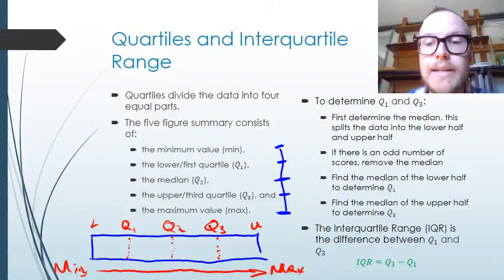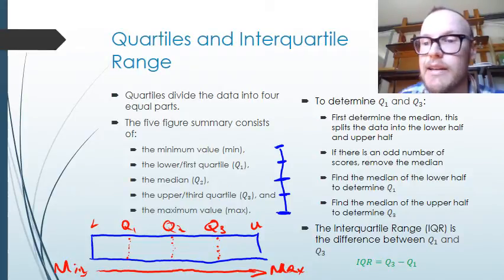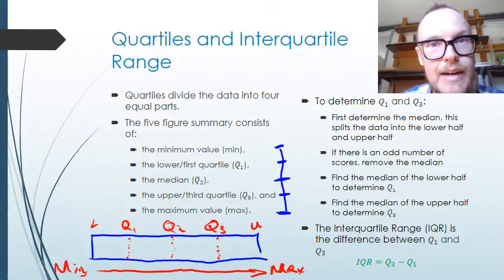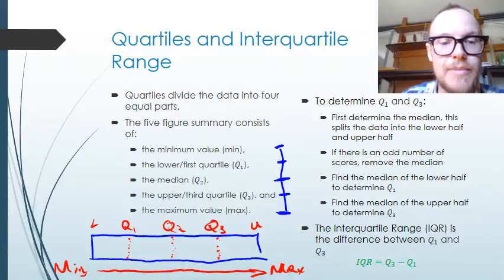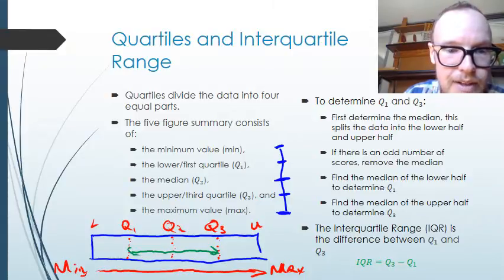If there is an even number, we don't remove the median, because the median will be the average of 2 values, there's no number to remove, so we just look at how it's split into the lower and upper halves of the data. The interquartile range is the range between Q1 and Q3. We can find the range by taking the maximum value minus the minimum value, but the interquartile range is the spread from Q1 to Q3. So that's the IQR, interquartile range.